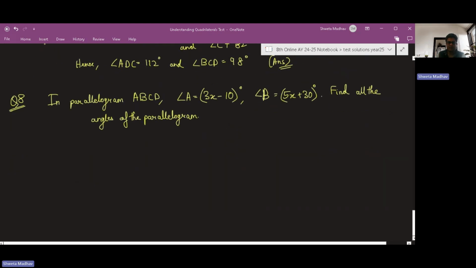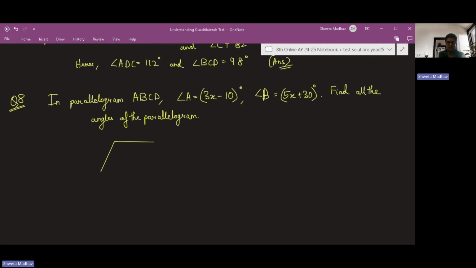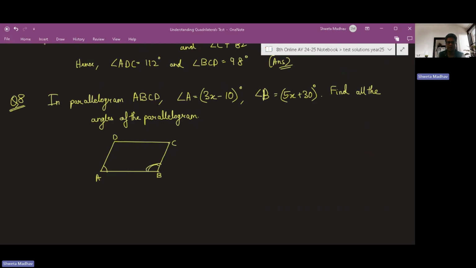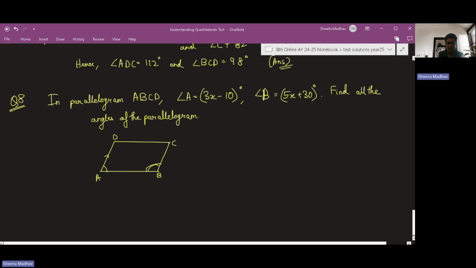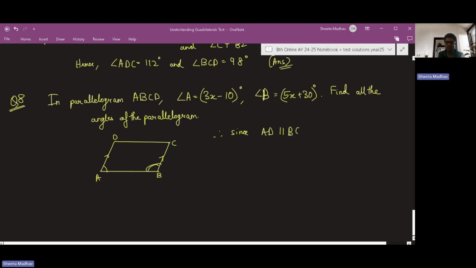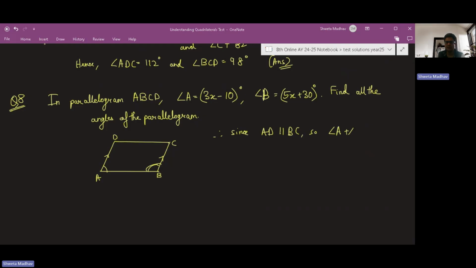Now angle A and angle B will obviously be adjacent angles in the parallelogram ABCD. So if you draw a parallelogram ABCD, angle A and angle B will be adjacent angles. Since the opposite sides are parallel, the sum of the adjacent angles should be 180 degrees. Here, since AD is parallel to BC, angle A plus angle B should be equal to 180 degrees.